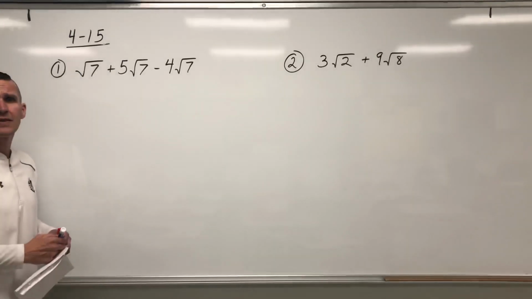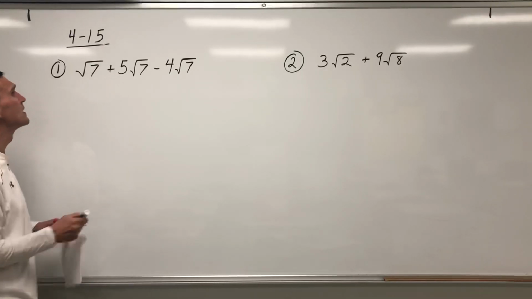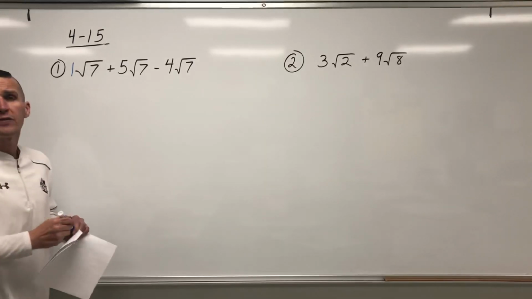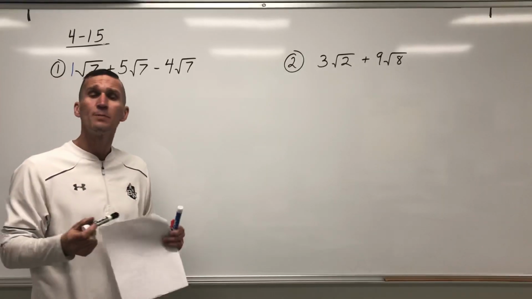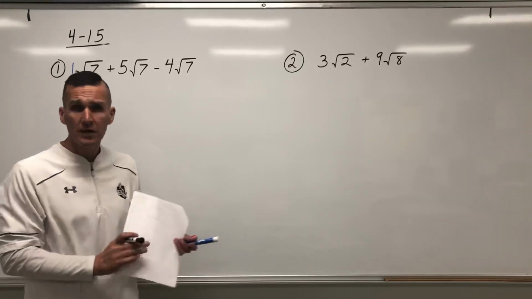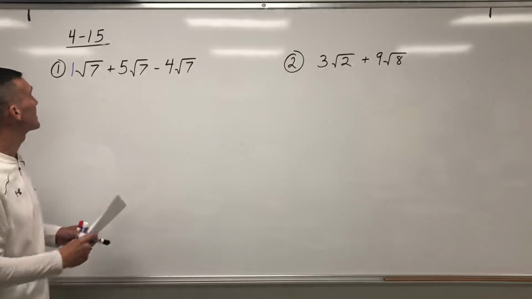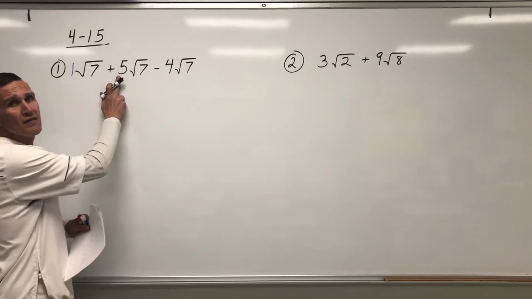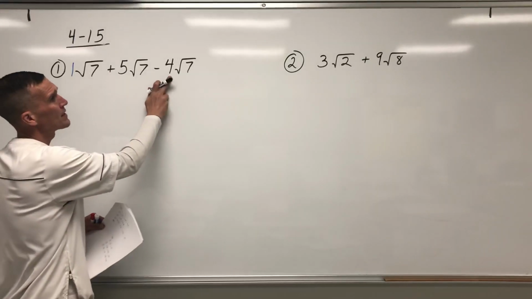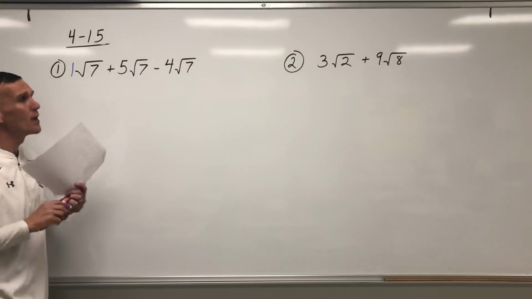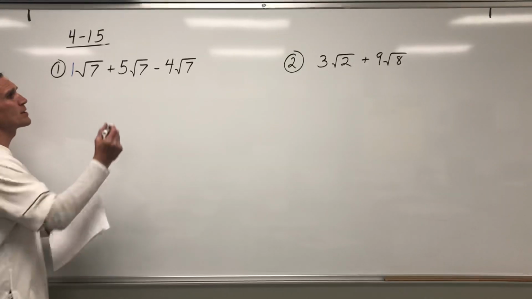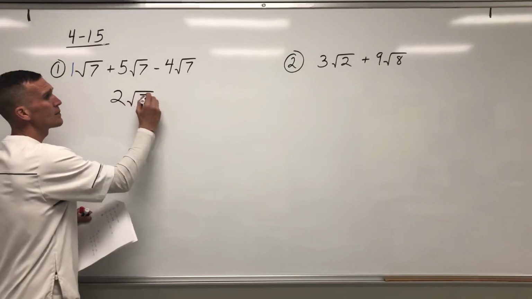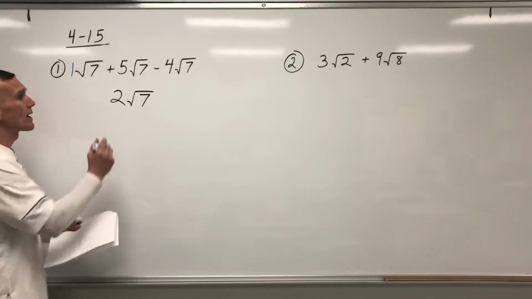There would be no pairs if we did prime factorization, so it stays trapped. But the key to unlocking this problem is that the first term has an invisible 1 in front of it. Whenever you're adding or subtracting radicals, you simply add or subtract the numbers in front, leaving the radicals the same. So I'm just going to look at the numbers in front. 1 plus 5 makes 6, minus 4 makes 2, but my answer can't simply be 2. It has to be 2 times the square root of 7, or 2 rad 7.